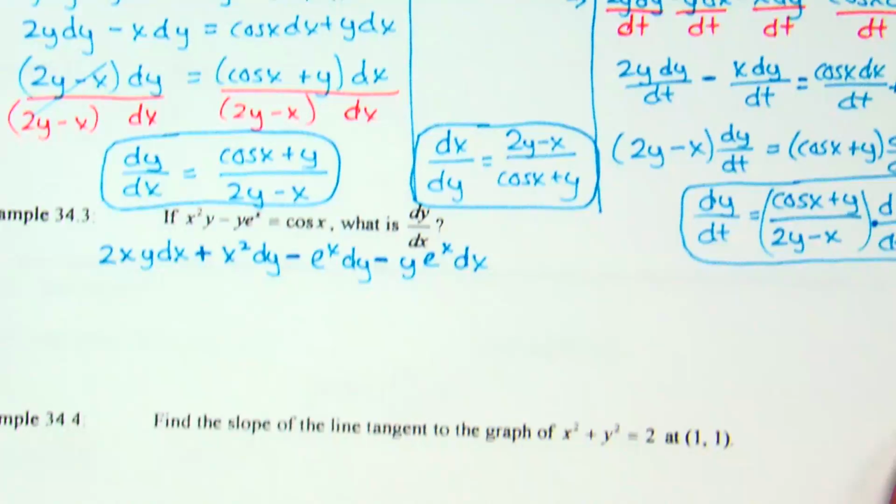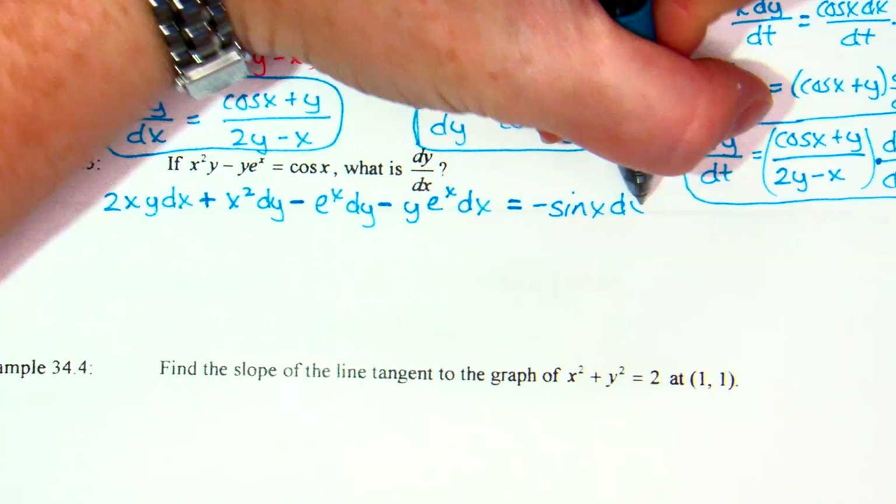Equals. What's the derivative of cosine x? Negative sine x dx, because it's an x term we took the derivative of. I keep on forgetting already. Okay. So, what do I want to happen now?